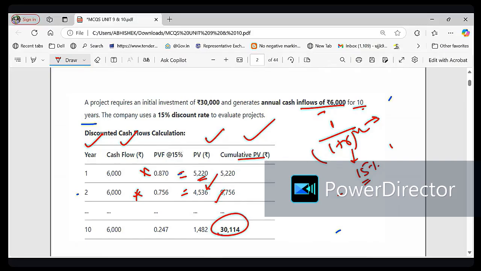Is it clear? Please tell me. So what we learned from this question is that the simple payback period is quite efficient and easy to calculate, but the discounted payback period method considers the time value of money. I hope it is clear now.